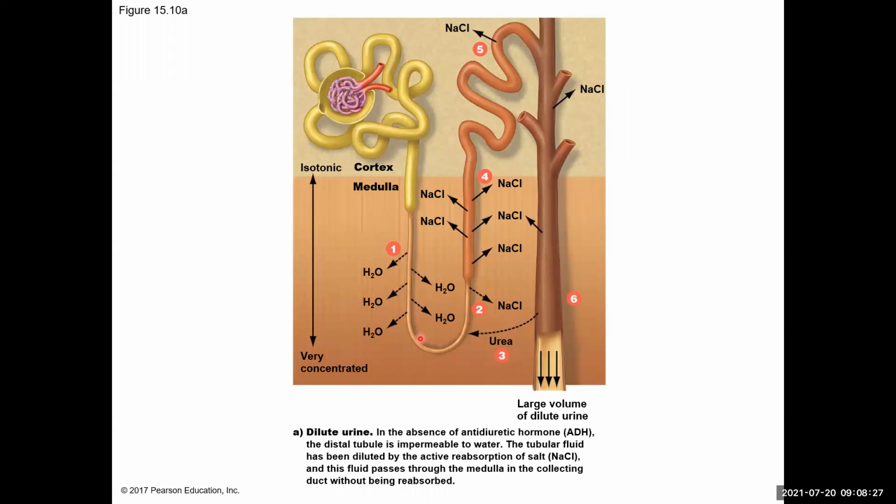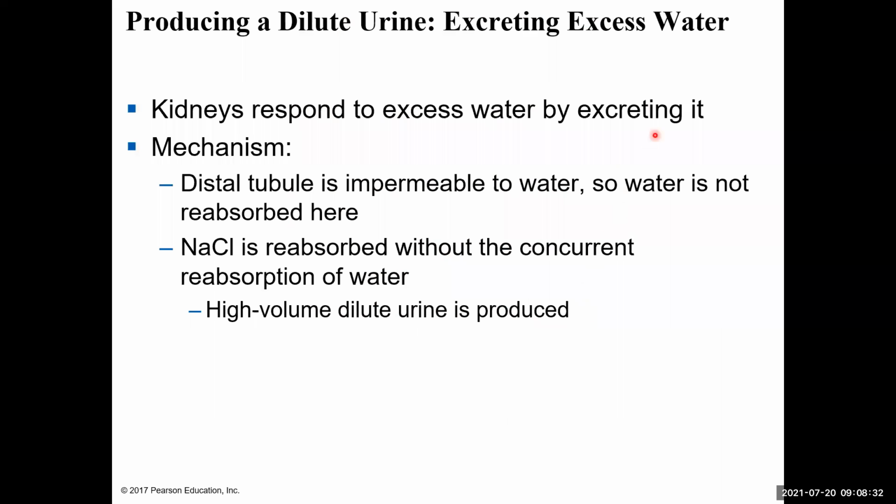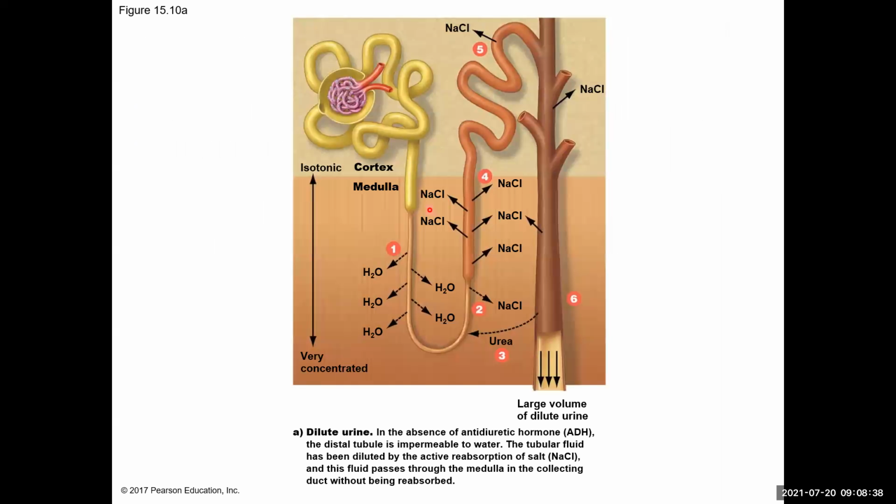Okay, so basically what happens is whenever you need to excrete excess water, the distal tubule and the collecting duct is impermeable to water reabsorption. So you're reabsorbing all of these solutes, right? And so a lot of water is being excreted. So diluted urine, so a large amount of water.